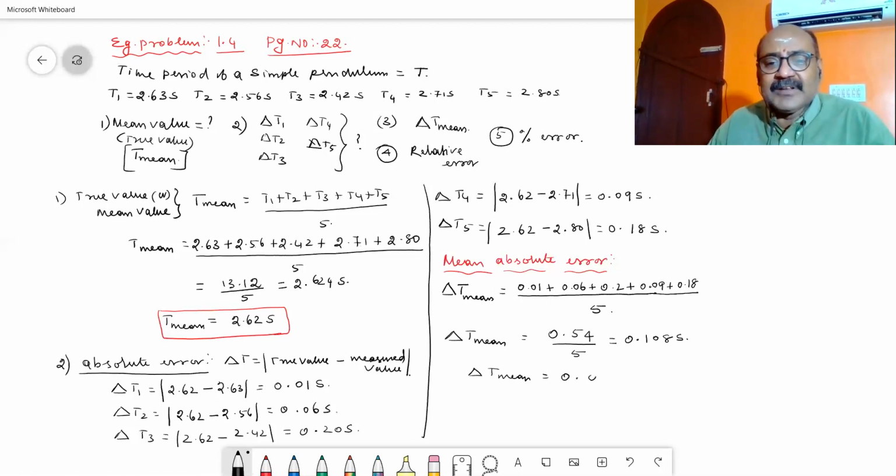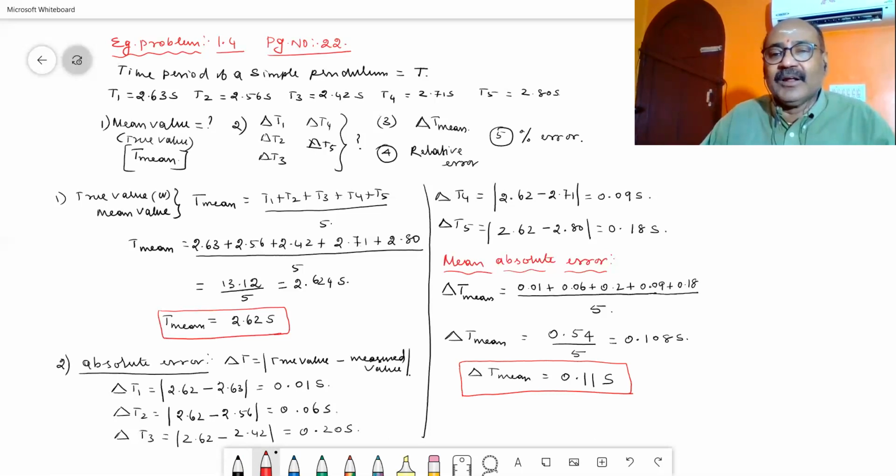Sorry, not 0.01, it is 0.11, isn't it? Already you are having 0.10, so the third digit is rounded off. So you will be getting 0.11 second, which is considered to be the mean value of the absolute errors. So we are calling it the mean absolute error.